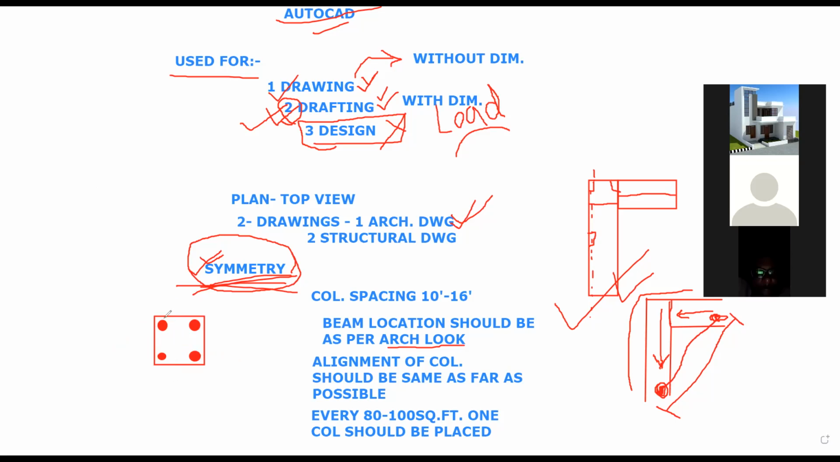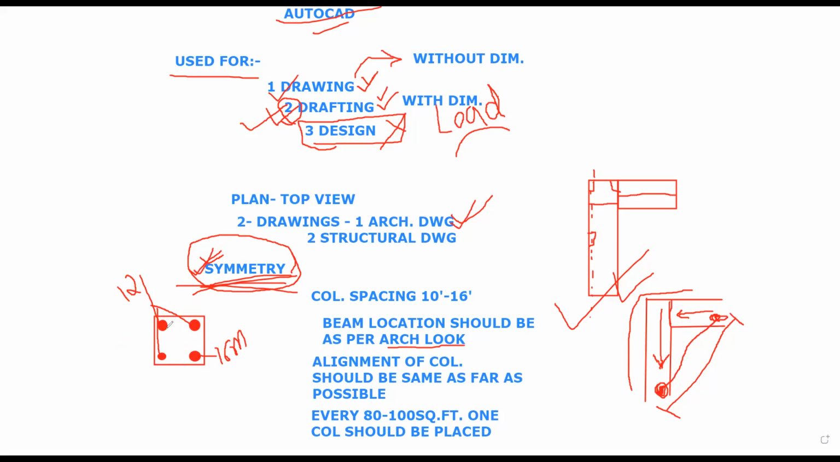If I say to you, these three rods are of 12 mm and one is of 16 mm. Is it symmetric? No, it is unsymmetric. So that is what ductile detailing means. You have to keep the symmetricity. Okay. Understood?